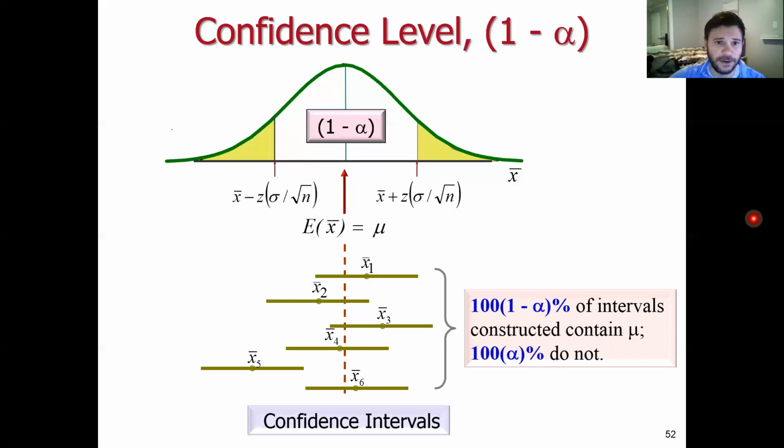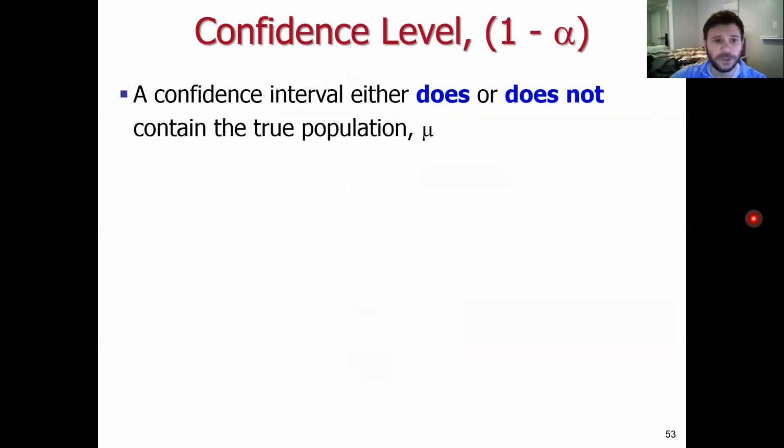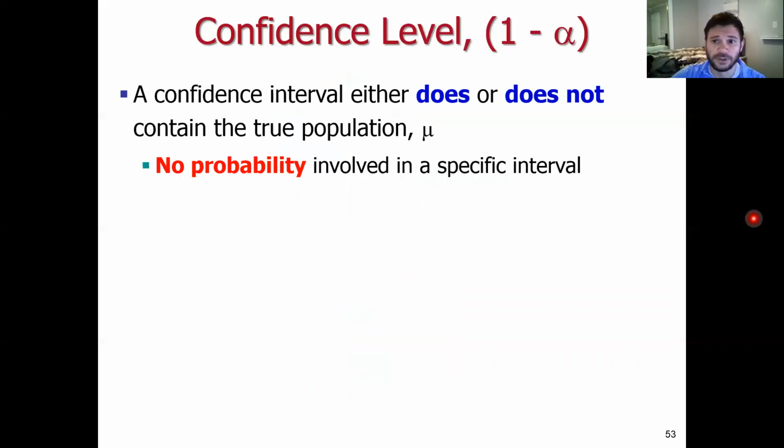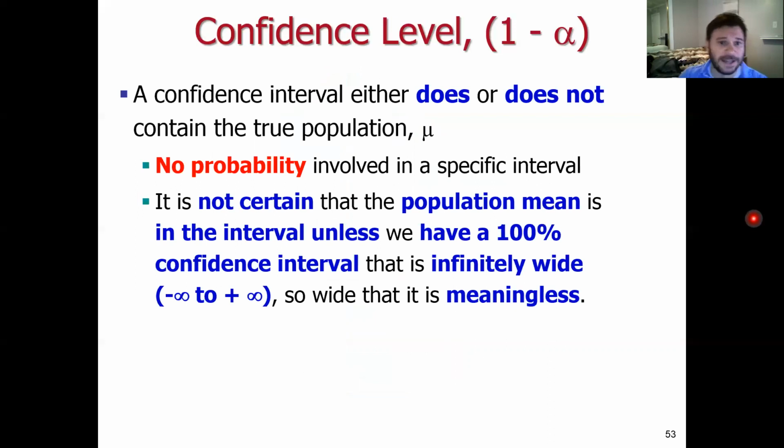So this is a very, very important part of understanding the confidence interval. The confidence level is not actually associated with the probability that mu, the true parameter, falls within our error bounds. So a confidence interval either does or does not contain the true population mean mu. There is no probability involved in a specific interval in terms of the probability that mu falls inside of it. It is not certain that the population mean is in the interval.